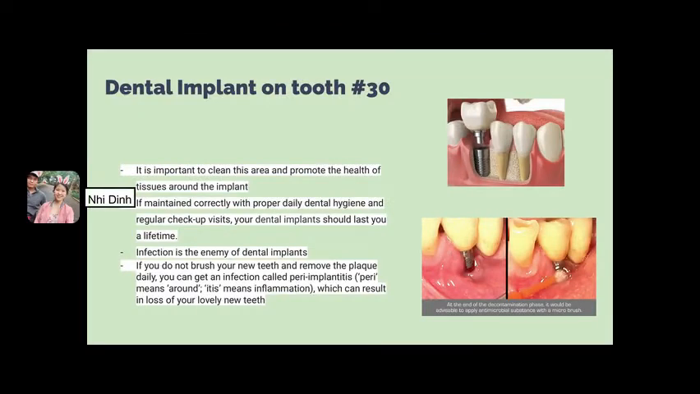I know that you have one implant on the back tooth of the lower right quadrant, so it's really important to clean the implant and promote healthy tissues around it. If maintained correctly with proper daily oral hygiene and regular checkup visits, your implants can last a lifetime. Infection is the enemy of a dental implant. If you don't brush your new teeth and remove the plaque daily, you can get an infection called peri-implantitis, which eventually results in loss of your lovely new teeth.